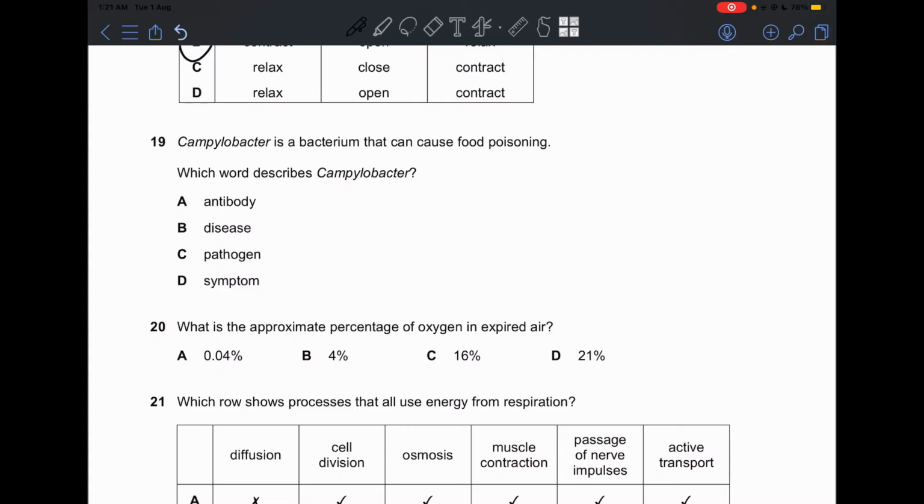19. A species is a bacterium that can cause food poisoning. Which word describes this species? Of course, it's not going to be an antibody because it's not inside the body, and it's not a disease because it is not spread from one human to another. It is spread through food. It is a pathogen because it is something that causes diseases and causes problems in our body. It is found on other stuff. So our answer is going to be C.